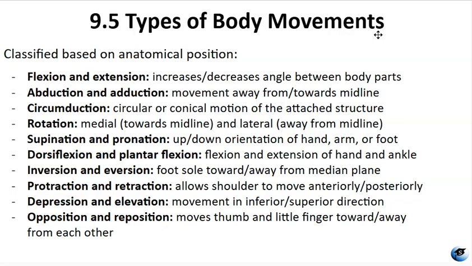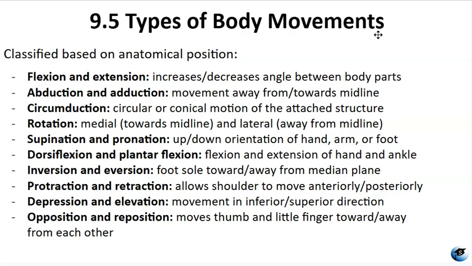Circumduction entails circular body region movements, while rotation involves twisting around an axis, observed in pivot and ball and socket joints. Supination and pronation are forearm rotation between the palms up and palms down positions. Dorsiflexion and plantar flexion occur at the ankle joint, and inversion and eversion involve foot angles.